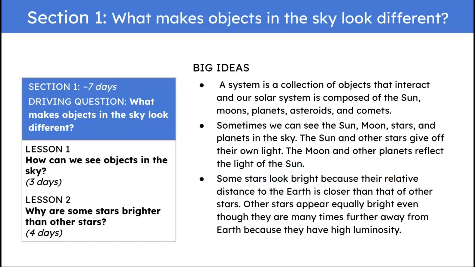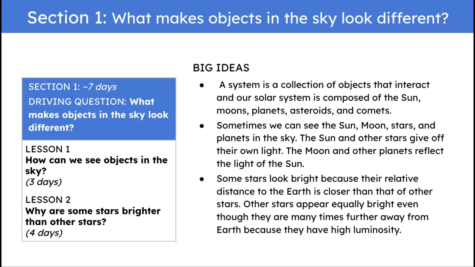Through the storyline in Section 1, students gain an understanding of these standards-based big ideas. A system is a collection of objects that interact, and our solar system is composed of the sun, moons, planets, asteroids, and comets. Sometimes we can see the sun, moon, stars, and planets in the sky. The sun and other stars give off their own light. The moon and other planets reflect the light of the sun.